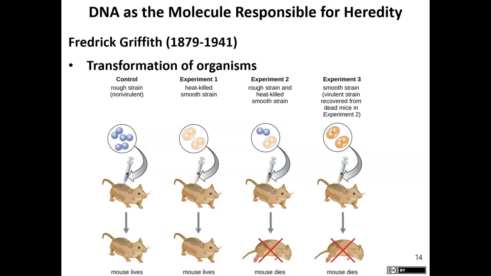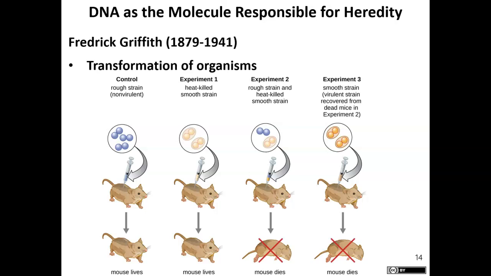And he was running tests. It was the same potential pathogen, Streptococcus pneumoniae. When he injected the mice with the rough living Streptococcus bacteria, the mice did not get ill. And so he said, okay, well, that's weird. But if he injected the mice with the living smooth bacteria, then the mice became ill and they died.